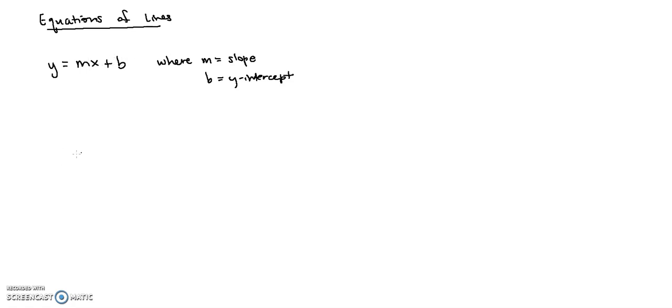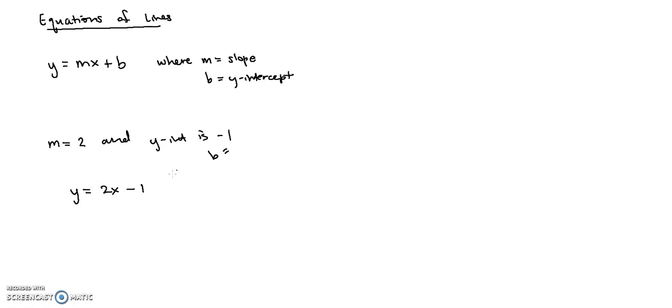So let's say that we know the slope is 2, and we know the y-intercept is -1. So that's our m. This is our b. We can just plug that into the equation. y equals 2x minus 1. m is 2, b is -1, and we can make the equation of the line.